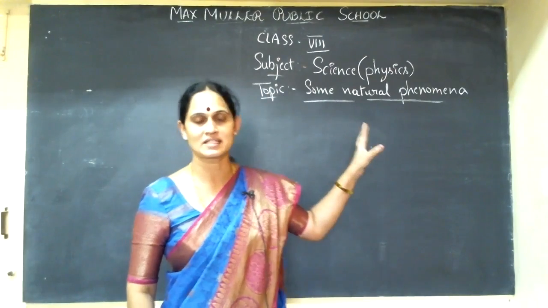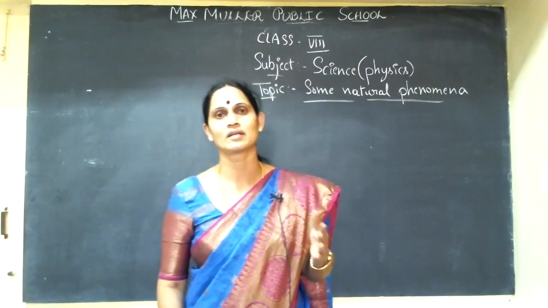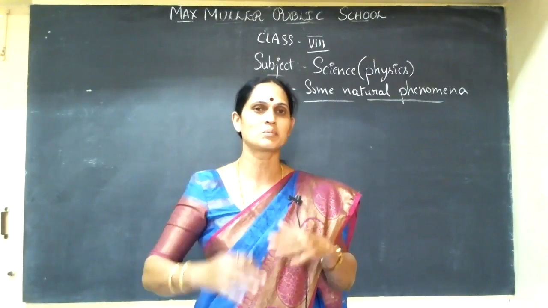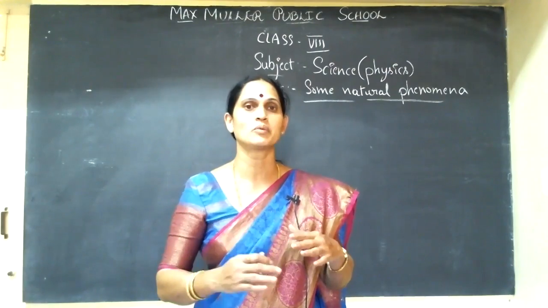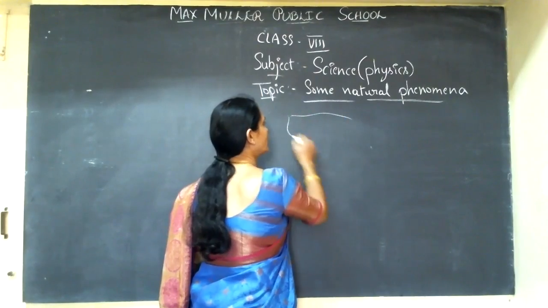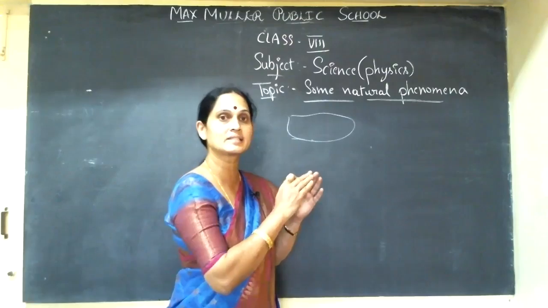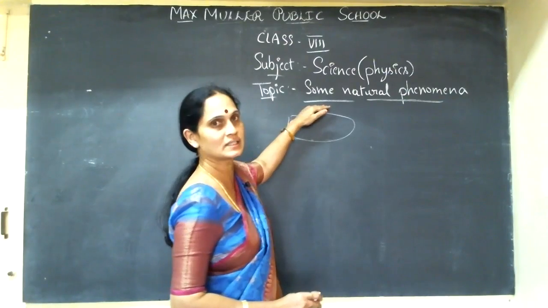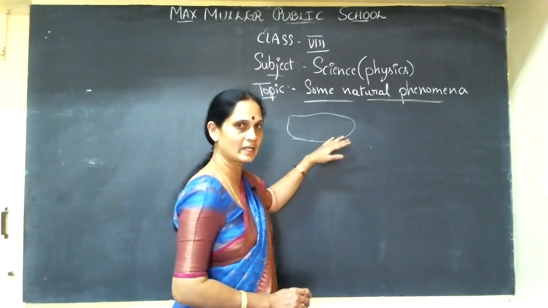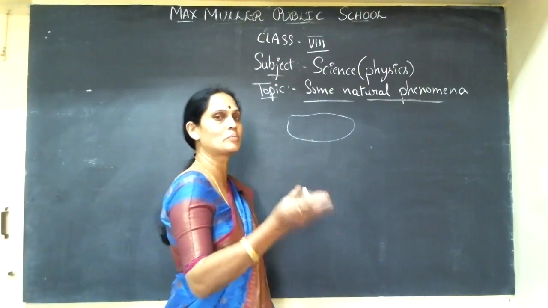Last class, I explained how lightning occurs. Once again I'll give an explanation. During a thunderstorm, the clouds start moving vigorously. When the clouds start moving, the positive charges get separated and settle in the upper border of the cloud, and the negative charges get accumulated in the bottom, the lower border of the cloud.